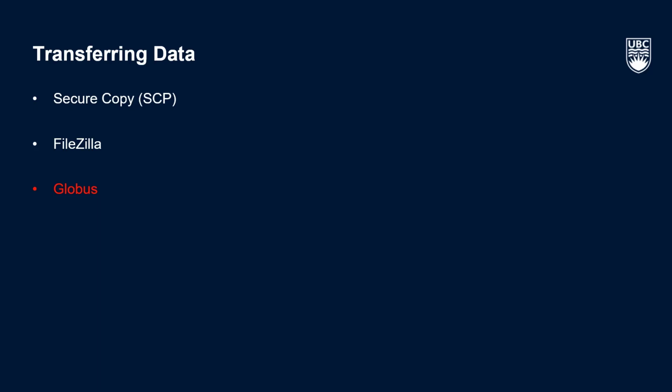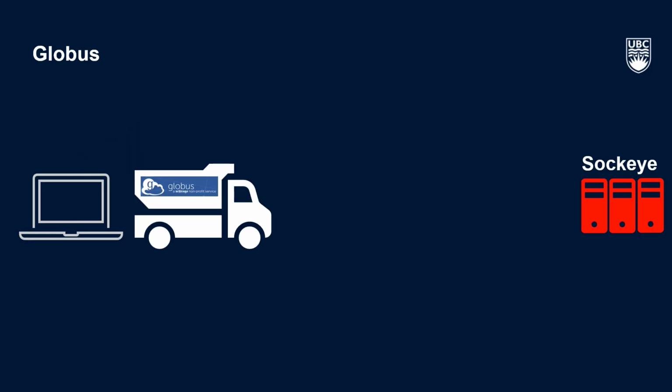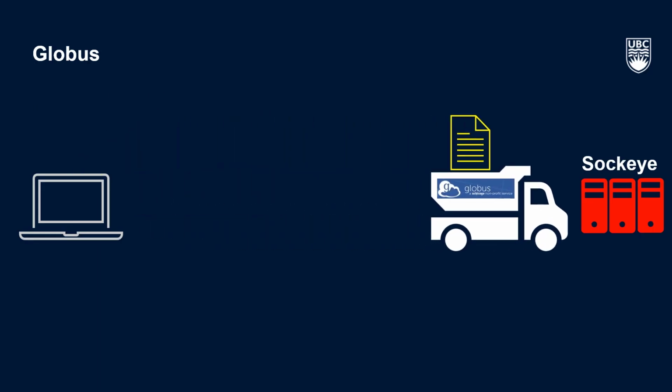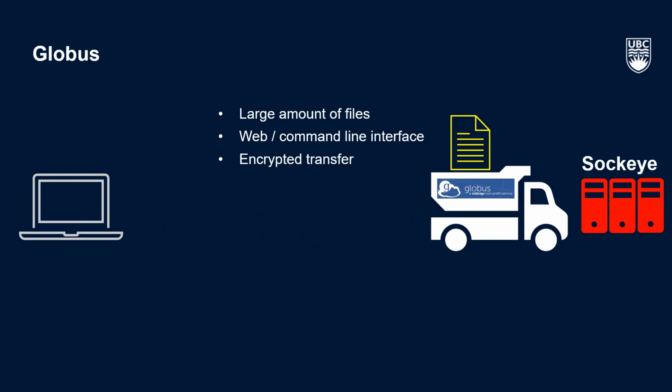To get started, Globus is an application that specializes in the transfer of large amounts of files between two machines, either through the web or command line interface, and provides the option to encrypt transfers to ensure data security. In this video, I'll just be covering the web app, but for more information on Globus CLI, please see the video notes.